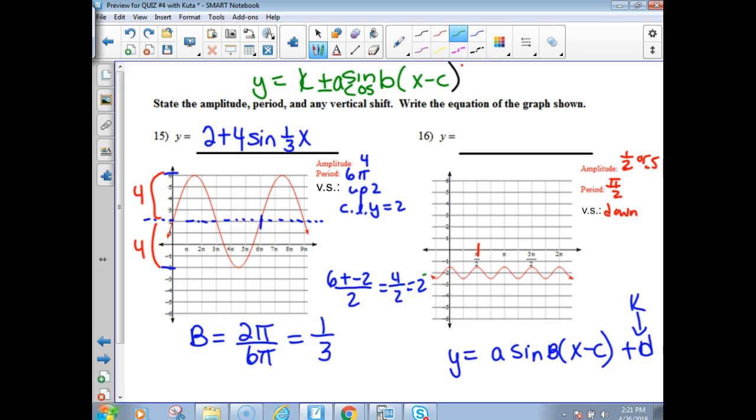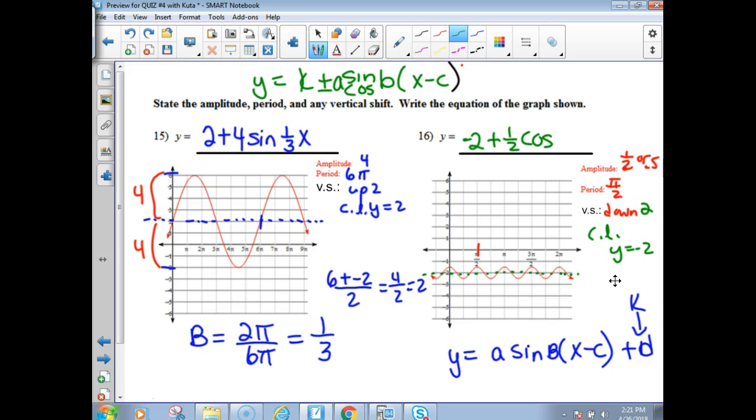So this is your center line. You can kind of see it, down 2. So your center line is at y equals negative 2. That's maybe how you want to start or end the equation. I'll just start with that. Then this looks to me like a cosine, and it's opening up, so it's not negative. So it's going to be plus. And then what's the amplitude? It was 0.5 or 1/2 cosine.